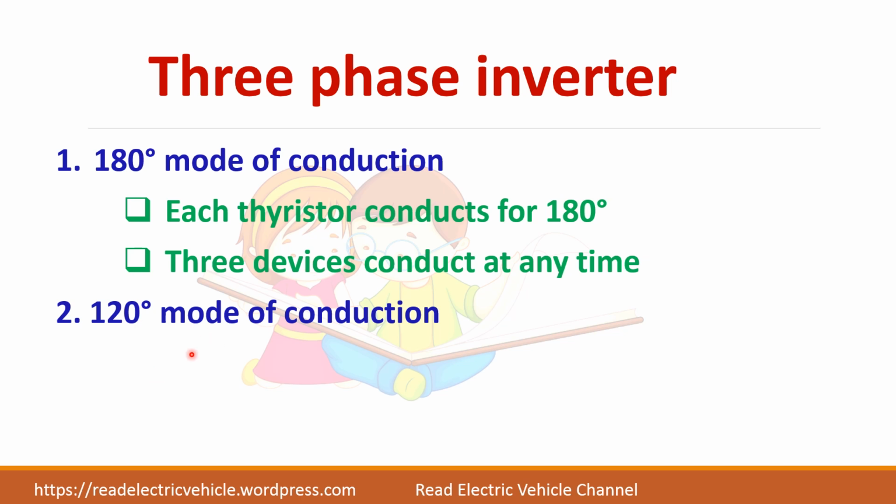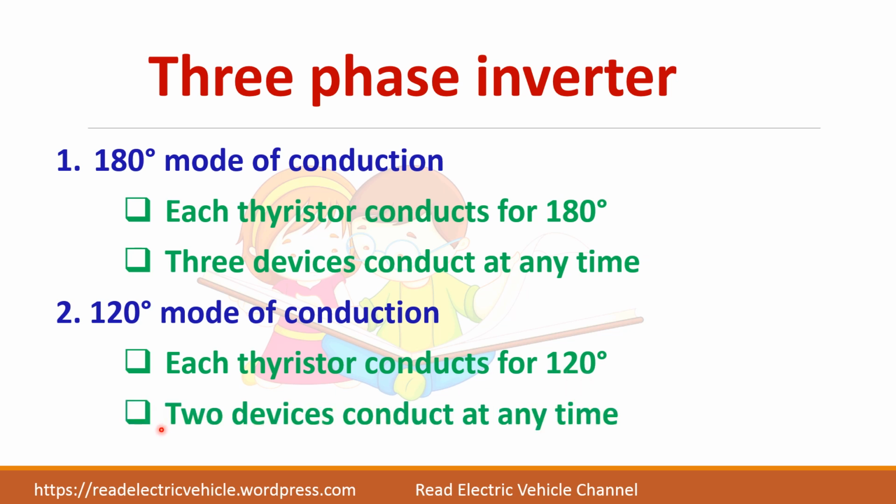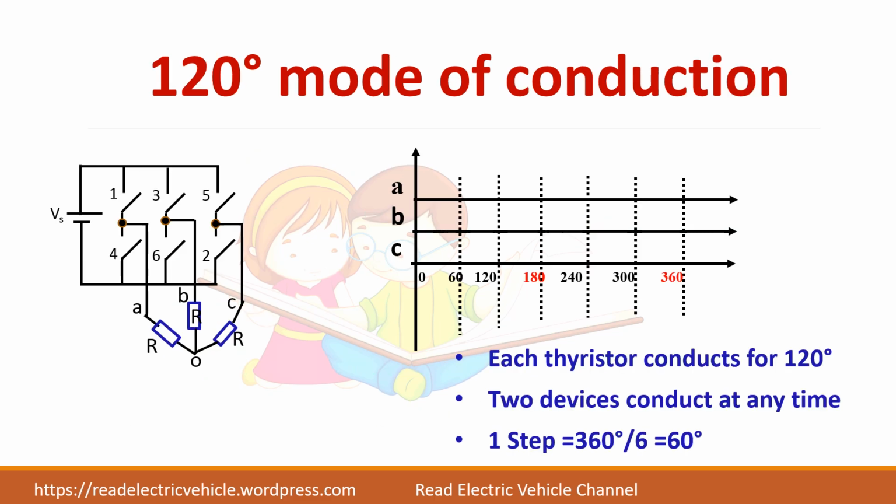Now we are going to see about 120-degree mode of conduction, in which each thyristor conducts for 120 degree and only 2 devices will conduct at any time. Let us see the conduction of devices in this mode of operation. We know each thyristor should conduct for 120 degree. Let us take A phase. In A phase there are 2 devices, 1 and 4.